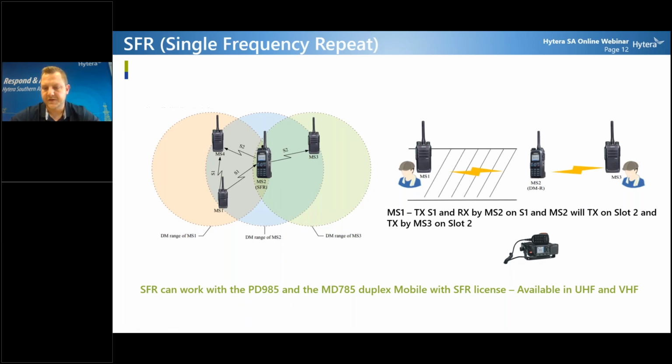Okay, so this is the SFR function. It's a very nice solution, especially for customers that are not able to achieve the coverage they want on a simplex frequency and do not want to pay for a repeater or apply for duplex frequencies. This is a quick and easy solution to solve that problem. And you can use BD505s or PD405s. Any of the Hytera portables can be used, and it will work seamlessly on the SFR solution.